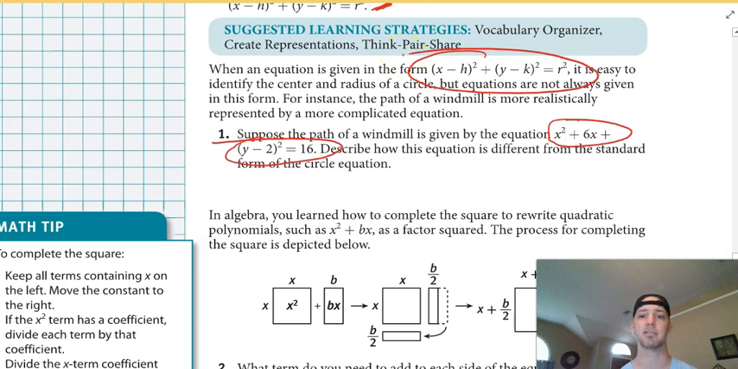Notice it doesn't say x minus h squared and y minus k squared. It does have a y minus k, but we don't necessarily know what h is to help us find the x coordinate of the center of the circle. And that being said, if we had to add or subtract something to figure out what h is, we might not know what the radius is either.